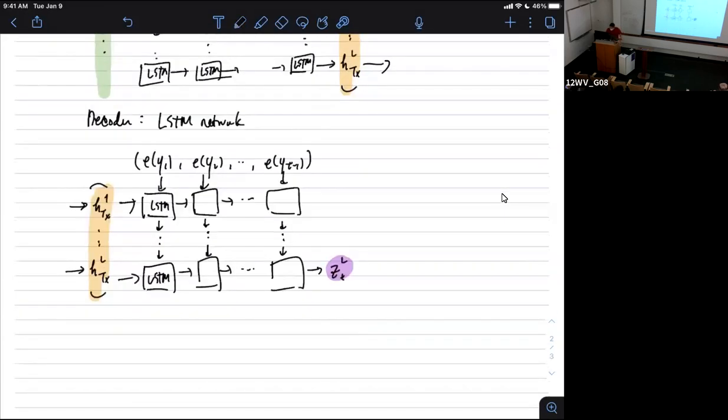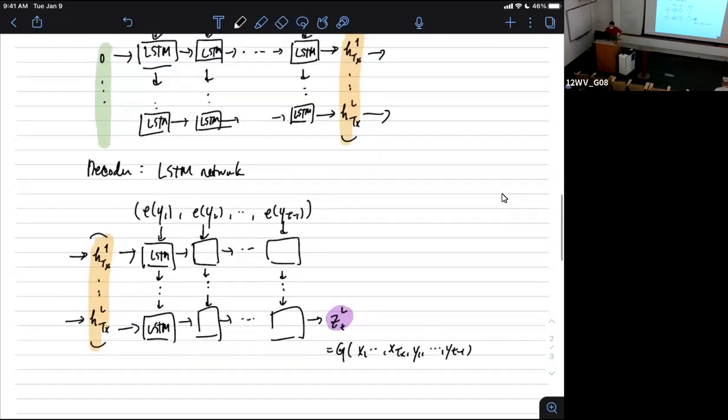So this is the output of g of x1 all the way to x_{Tx}, and then y1 all the way to y_{t-1}. And as we talked about, once we know how to turn the input into a vector, from there everything is very standard. It's just a linear classifier on top.